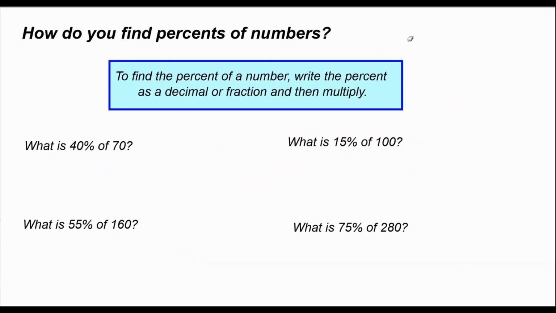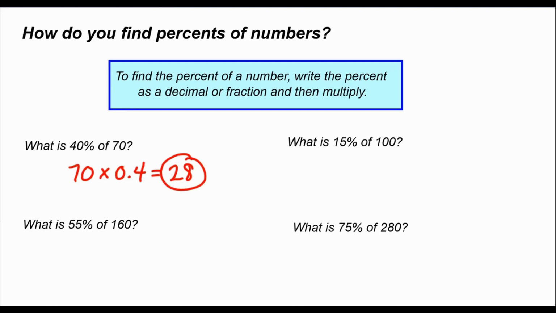To find the percent of a number, we're going to write the percent as a decimal or fraction, and we're just going to multiply it by the number we're trying to find the percent of. So for example here, what is 40% of 70? If we want to find 40% of 70, we're going to multiply 70 by 40%. Well, 40% has to be written as a fraction or a decimal. And writing percents as decimals is pretty easy to do. We just divide it by 100. So to find 40% of 70, I'm going to take 70 times 0.4, since that's 40% as a decimal, and 70 times 0.4 is 28. So 40% of 70 is 28.